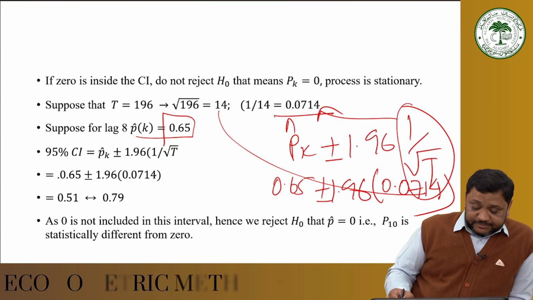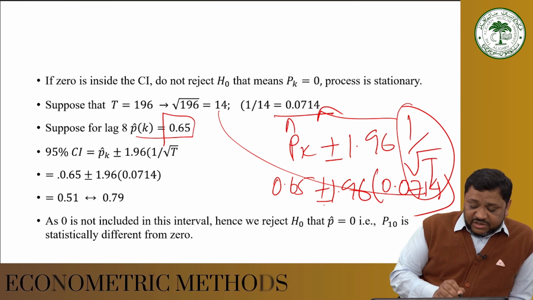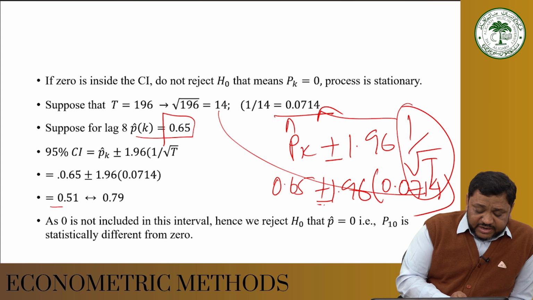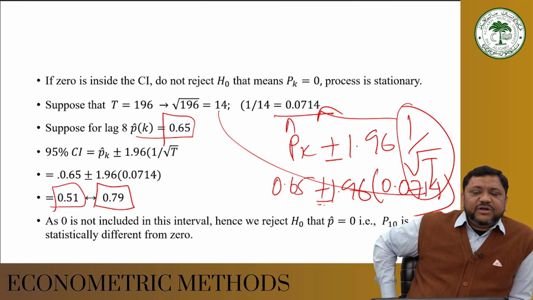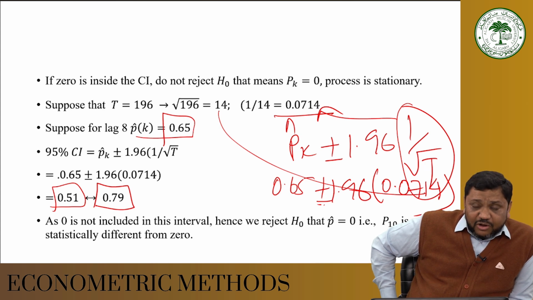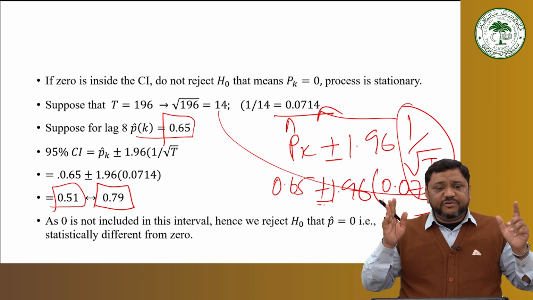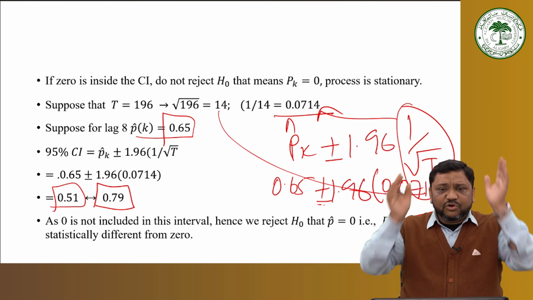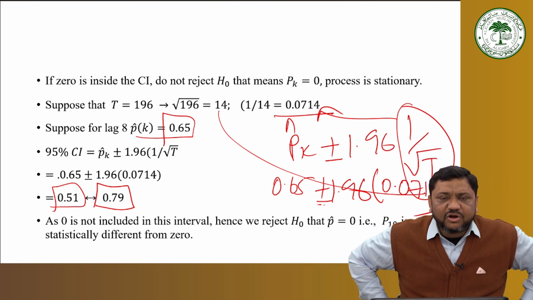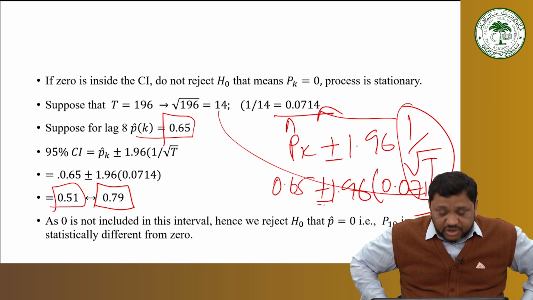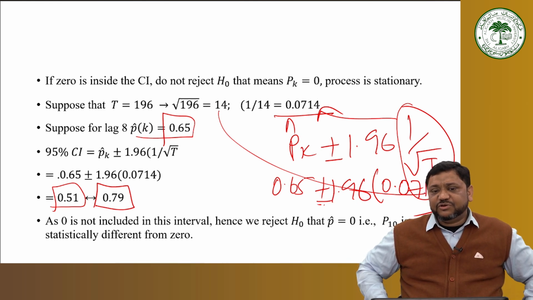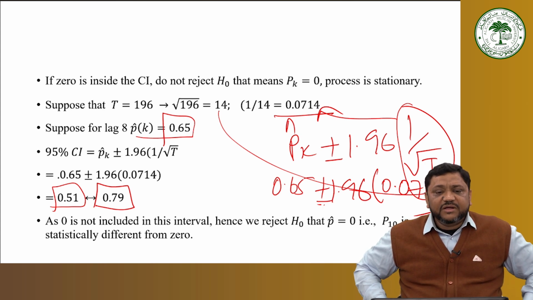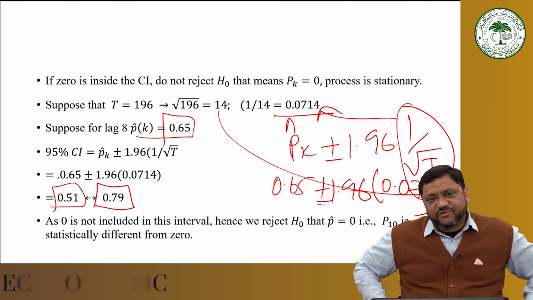When this is the case, one time we do plus, one time we do minus, so we get the lower limit as 0.51 and the upper limit as 0.79. Now it is extending from 0.51 to 0.79. 0 is not falling within that confidence interval. So as 0 is not included in this interval, we reject H naught, that rho hat is equal to 0, which means that this process is statistically different from 0.